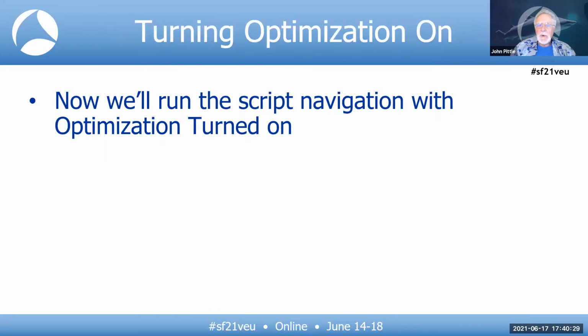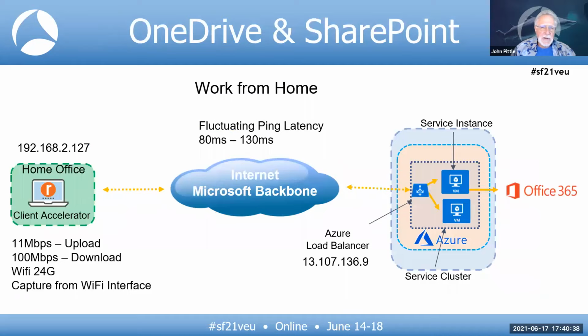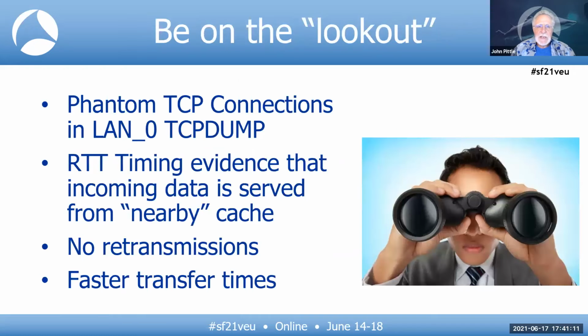So now let's turn on optimization, and we'll run the script again with optimization turned on and see how things look. We've got roughly 10 minutes or so to wrap this up so that we can get to Q&A. So here we are, I'm in my home office going through the cloud, but now I've got Client Accelerator turned on and I'm peering with steelheads that are in Azure. Now we've got an optimized connection between my laptop and some steelhead technology in Azure so that we can optimize those connections.